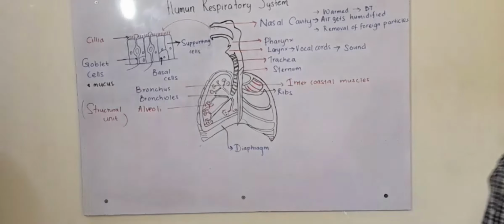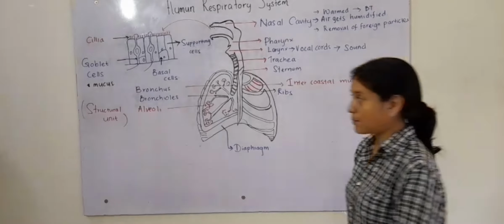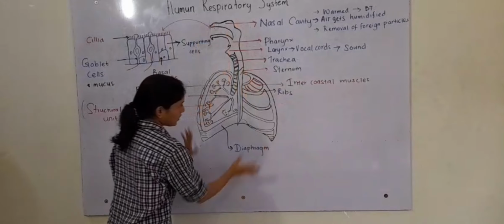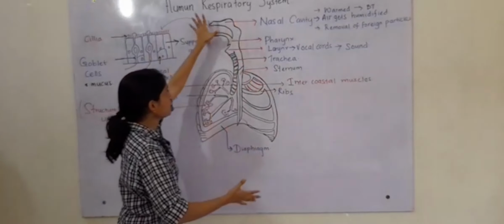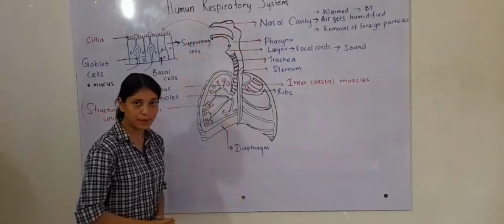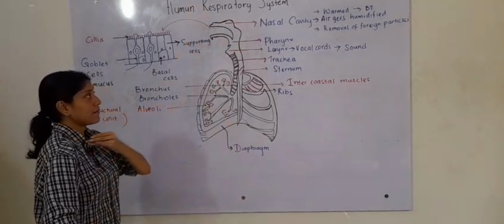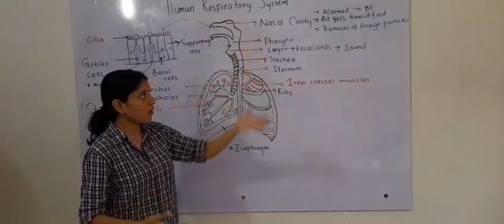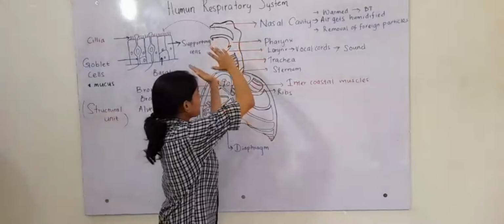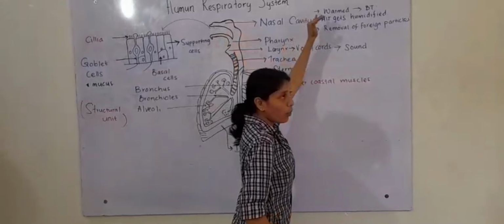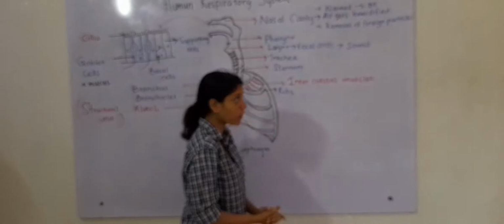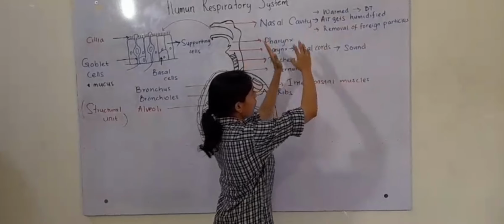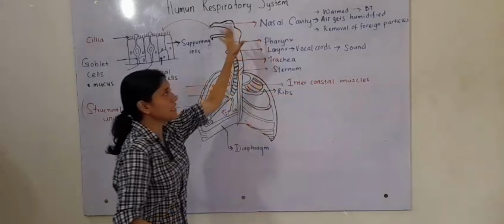Understood? So if I quickly recap the part, air is going to enter into your respiratory tract from the nasal cavity, people. In your nasal cavity, mainly three functions are occurring. When the air is passing, it is warmed up to the body temperature, and then it gets humidified. Also, people, foreign particles are removed in the nasal cavity.